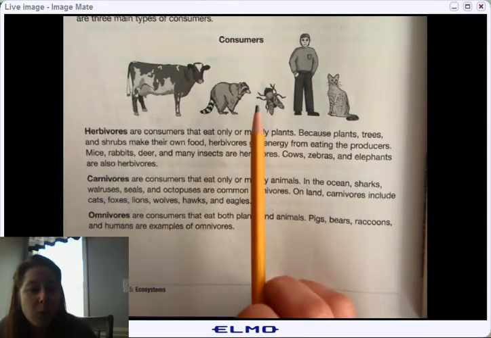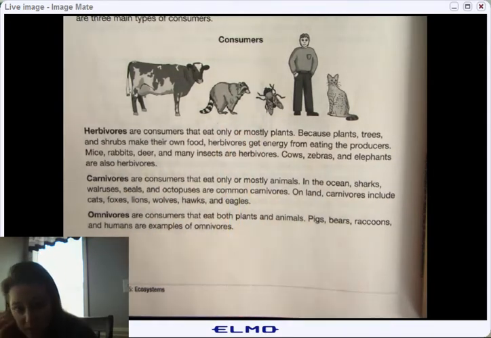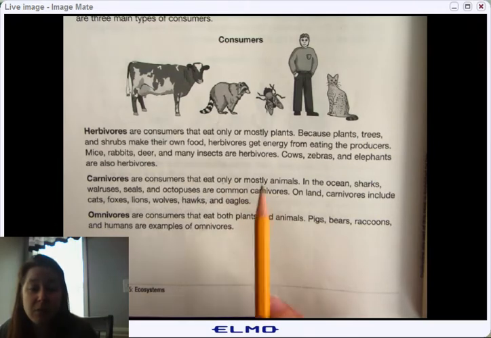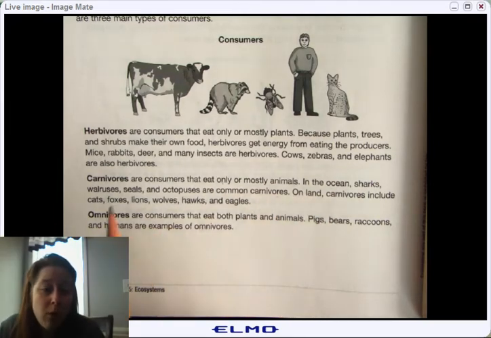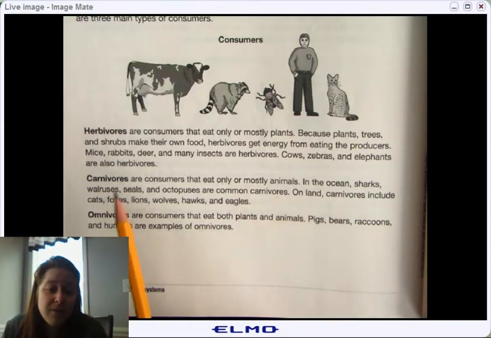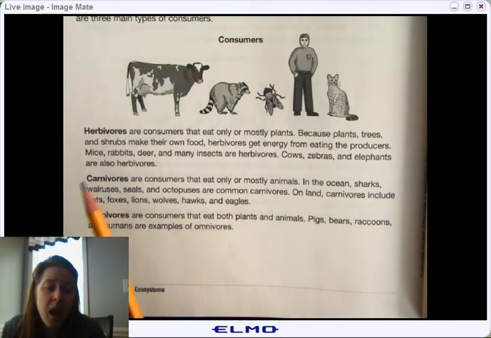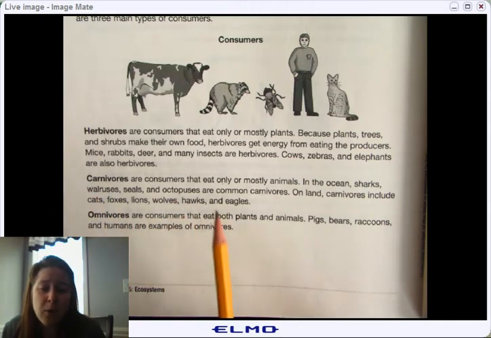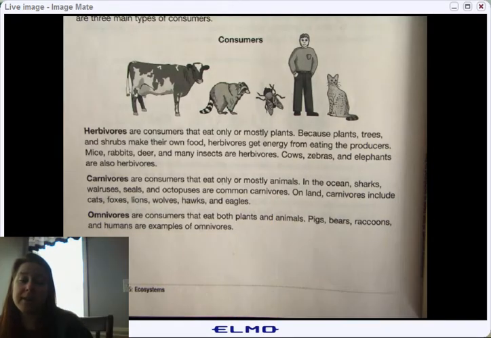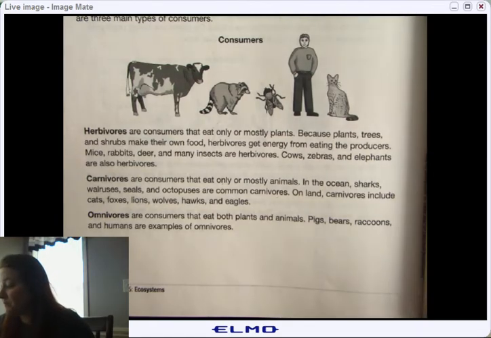So herbivores only eat, or mostly eat for the most part, plants. Carnivores, on the other hand, are consumers that eat only or mostly animals. In the ocean, sharks, walruses, seals, and octopus are common carnivores. On land, carnivores include cats, foxes, lions, wolves, hawks, and eagles. Omnivores are consumers that eat both plants and animals. Pigs, bears, raccoons, and humans are examples of omnivores.